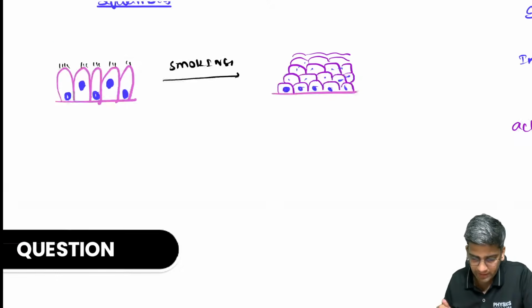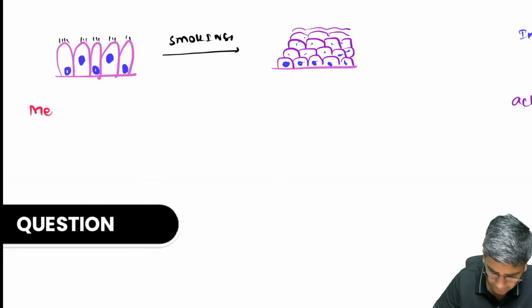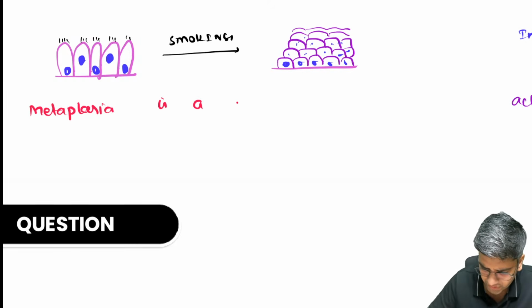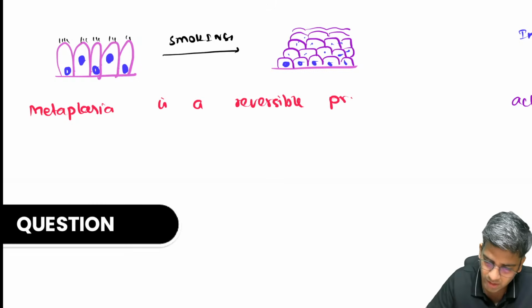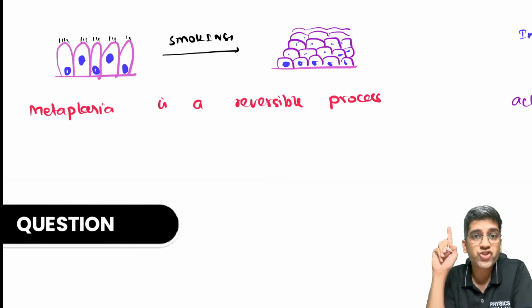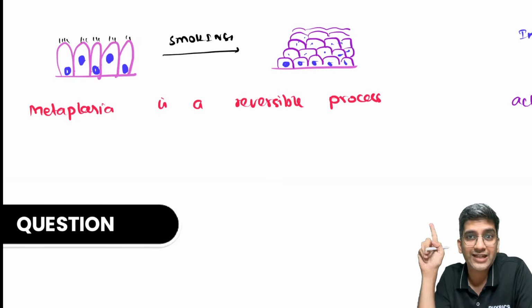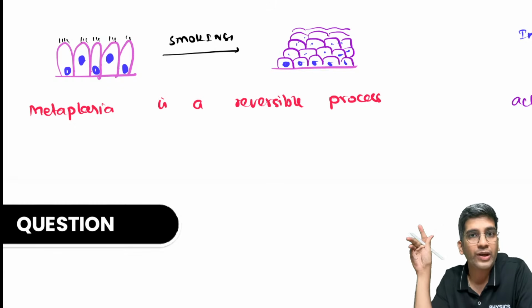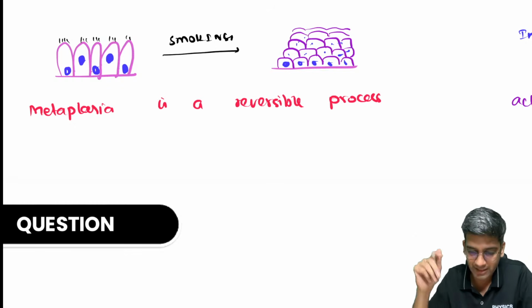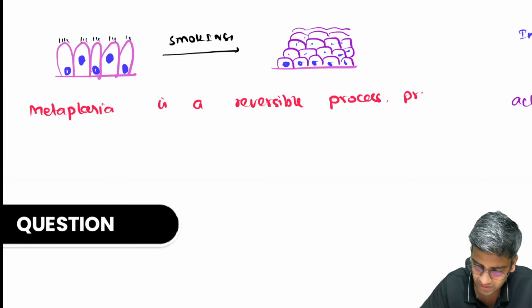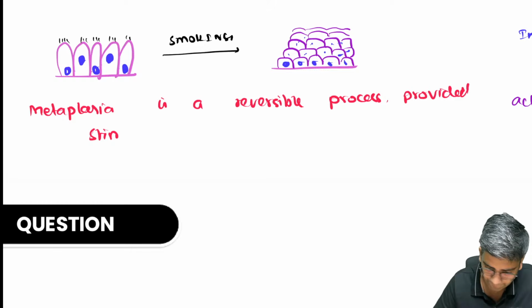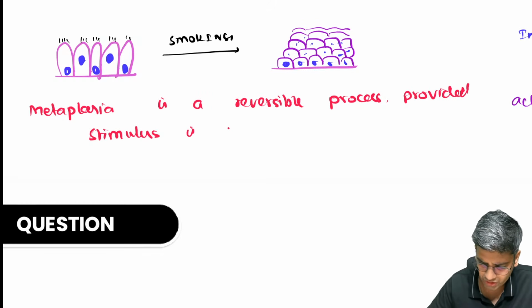So, as the end point, I will write that yes, metaplasia is a reversible process provided the stimulus is taken away. That is, smoking should be gone. Only when smoking is gone is it reversible, right? Provided you remove the stimulus. Otherwise it's not reversible as such, right?